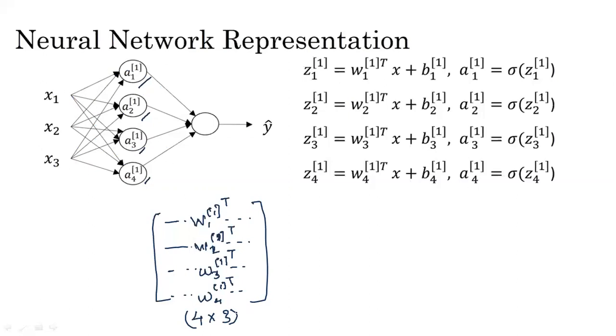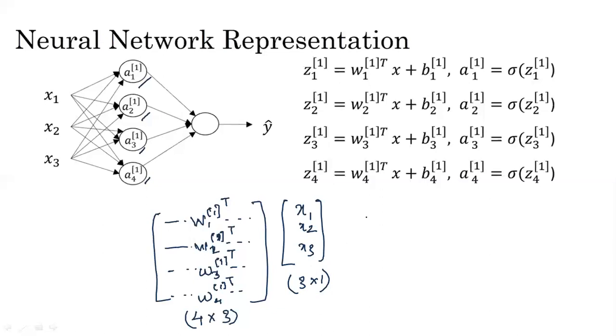This is how a 4 cross 3 dimension matrix has been created for the parameter W. Then further I need to have a dot product of this parameter W with the input feature vector X. So I'll create an input feature vector X. Since I'm having a single training example in this neural network representation, I'll represent it as a column vector: x1, x2, x3. Its dimension is 3 cross 1.